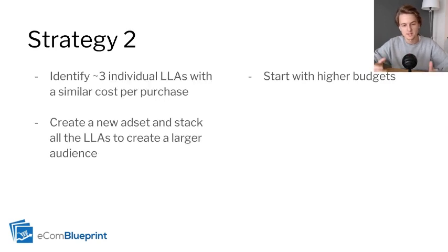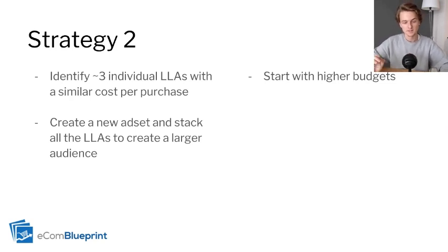Now, the second strategy is to identify 3 individual lookalike audiences that have a similar cost per purchase. So instead of looking just at the countries, now you want to look at the individual lookalike audiences and identify groups of 3 to 5 lookalike audiences that have a similar cost per purchase and that you want to scale. Now, when you identify those, you can create a new ad set and then stack all the lookalike audiences to create a larger audience. And then once again, you can start that with higher budgets and Facebook should respond better to that when you start scaling those by grouping it.